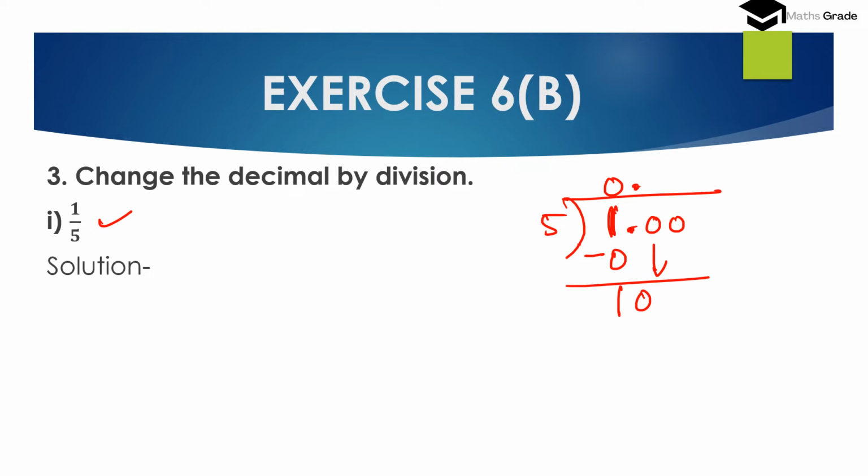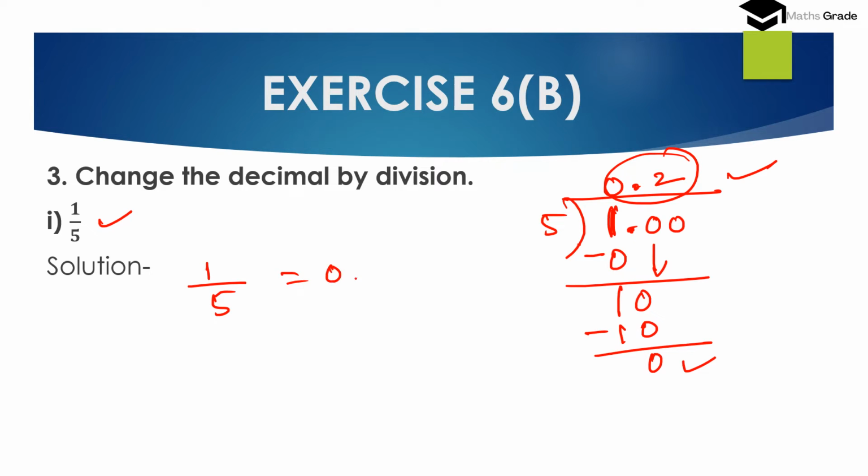Now in the table of 5, if we multiply 5 with 2, we get 10. Now 10 minus 10 is 0. So 0.2. So 1 divided by 5 is 0.2. And this is the division method. We have converted this fraction 1 divided by 5 to decimal by division method. So 1 divided by 5 is 0.2.